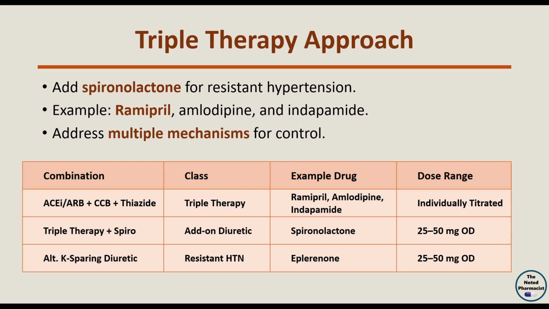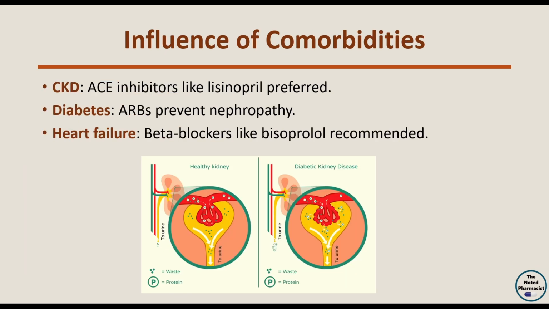In patients resistant to triple therapy, the addition of spironolactone, 25 to 50 mg once daily, or another potassium-sparing diuretic may be considered, particularly in cases of primary aldosteronism or resistant hypertension. Impact of comorbid conditions. The presence of comorbid conditions like chronic kidney disease, CKD, diabetes, or heart failure significantly influences the choice of antihypertensive therapy.